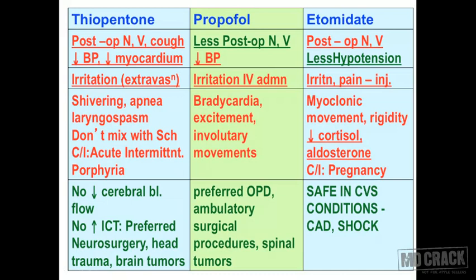And this is why I was saying two times, etomidate should not be used for long procedures. It's quite dangerous to have low cortisol levels and low aldosterone levels for a long period of time. So etomidate should be preferred only for short procedures. Etomidate is contraindicated in pregnancy.